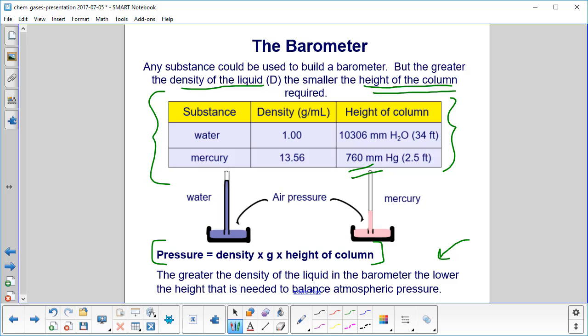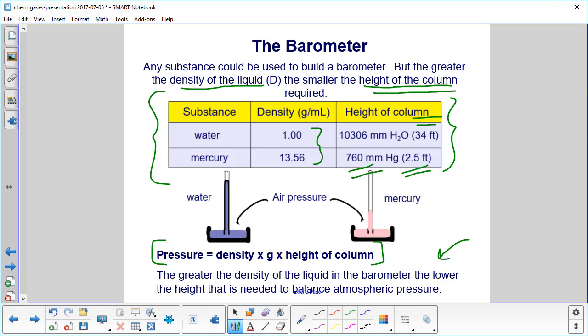If we used water instead of mercury, look at the density difference. Mercury's density is 13.5 times that of water. So the height of the column of water would be roughly 13.5 times the mercury. So to measure atmospheric pressure with a very simple device like this, you'd need a 2.5 foot long tube for the mercury and a 34 foot long tube for the water.